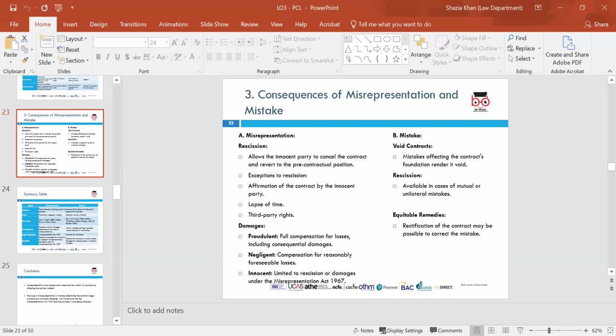The next one is looking at consequences of misrepresentation and mistake.